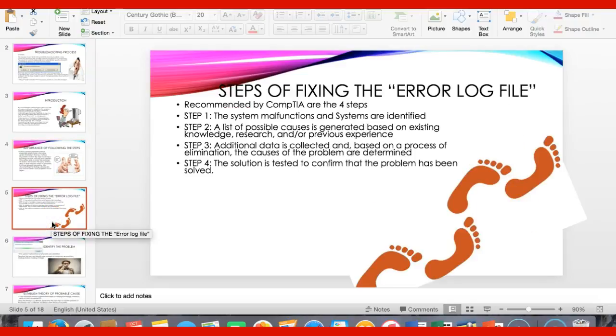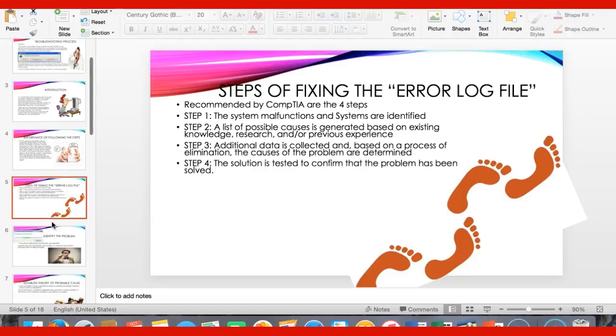So what are the steps of fixing the error log file that was found according to the case study that was presented? Recommended by CompTIA are 4 steps. Step 1, the system malfunctions and symptoms are identified. Step 2, a list of possible causes is generated based on existing knowledge, research, and previous experience. Step 3, additional data is collected and based on a process of elimination, the cause of the problem is determined. Step 4, the solution is tested to confirm that the problem has been solved.